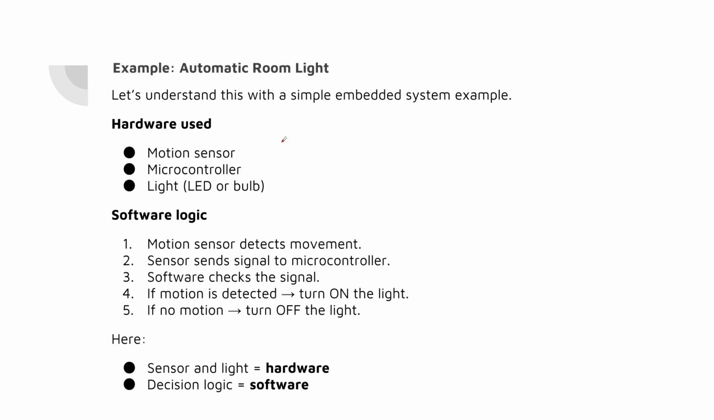Here is an example of how we can separate the hardware part and the software part. Here it is an automatic room light system. The motion sensor, microcontroller, and light, everything comes under the hardware part, and some logic is there. According to that, my microcontroller will guide the light as well as the motion sensor, right? That logic is called software logic. If my sensor detects any motion, it sends a signal to the microcontroller, and my microcontroller will control the LED depending upon the input that it gets from the motion sensor. So this logic comes into the software part.